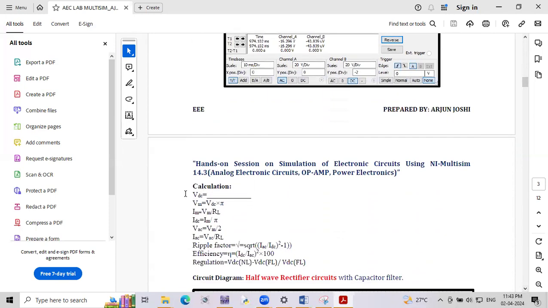And then in the calculation, we need to find out the value of VDC, the output DC voltage. And then we need to find out VM, the maximum voltage, with this formula. Once we have VDC, we can find all the values. VM is equal to VDC into pi. IM is equal to VM divided by RL.